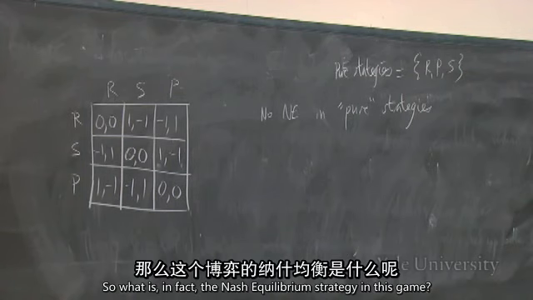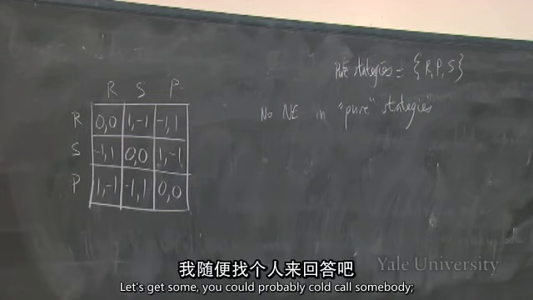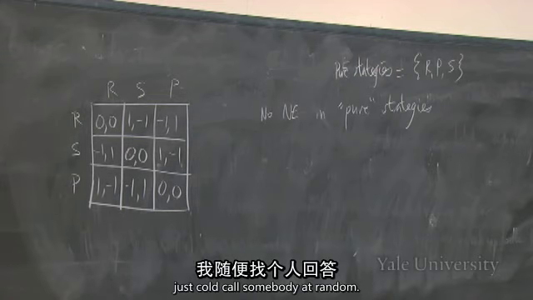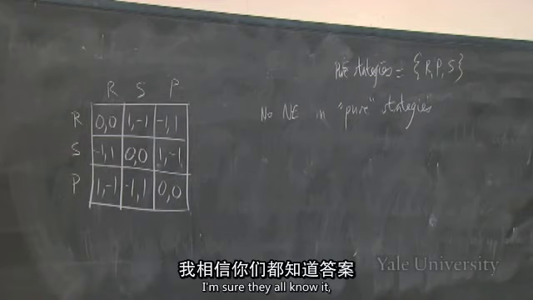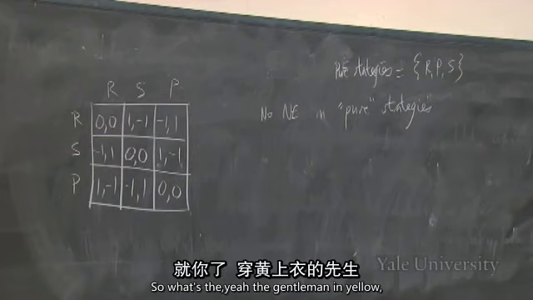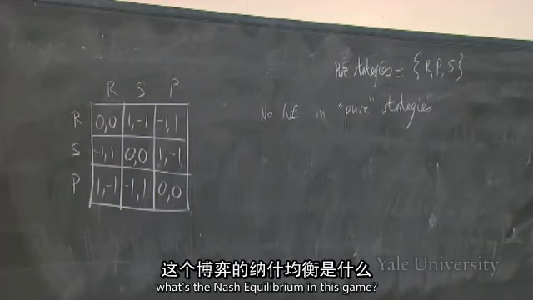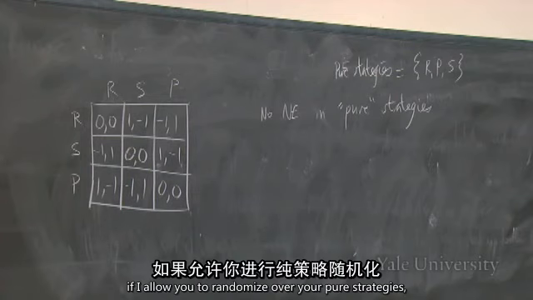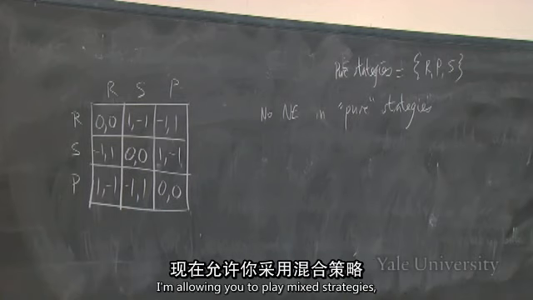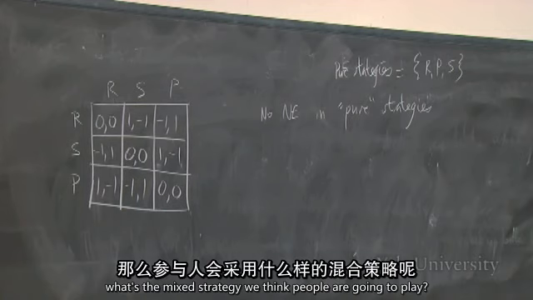So what is, in fact, the Nash equilibrium strategy in this game? Let's get some, we can probably cold call somebody. Rahul, do you want to just cold call somebody at random? I'm sure they all know it, so just cold call somebody. So the gentleman in yellow, what's the Nash equilibrium in this game? So I'm allowing you mixed strategies now, so I'm allowing you to randomize. If I allow you to randomize over your pure strategies, I'm allowing you to play mixed strategies. What's the mixed strategy we think people are going to play here?